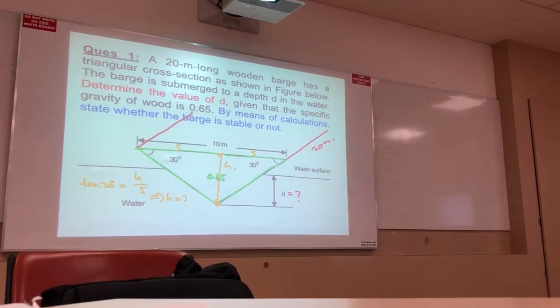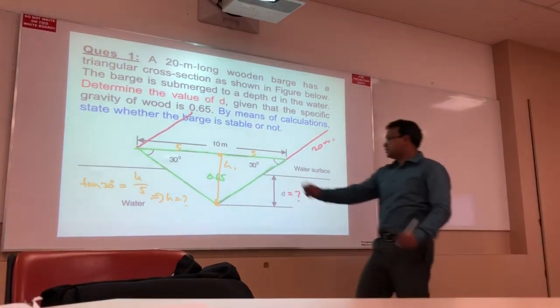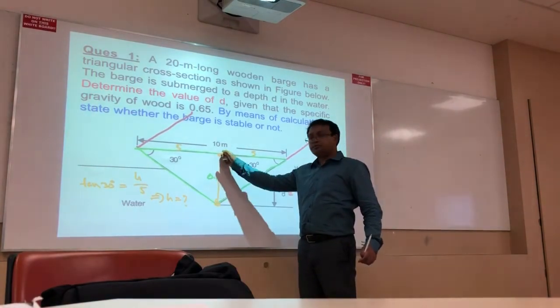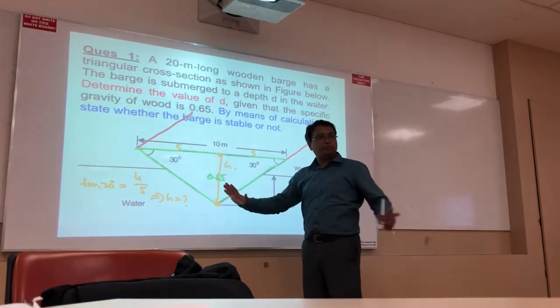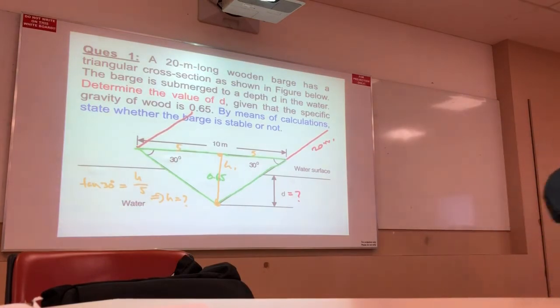Okay. By means of calculation, state whether the barge is stable or not. This is the important thing. How do you find it? Okay? The value of h I can find, no problem. Here I can find the distance from here to here. No problem. So now, you try to understand what I do. Okay? I am going to draw, this is the understanding part.